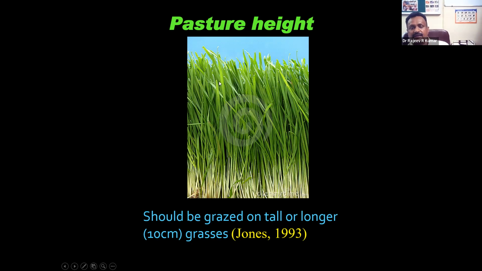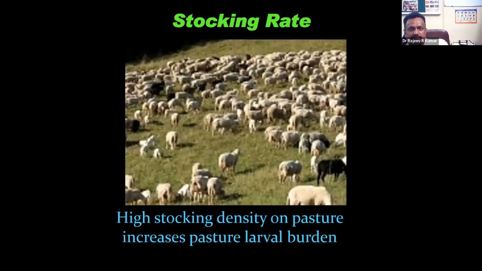What happens during daytime? The larvae concentration decreases from the upper layer to the bottom layer. If we allow the animals to graze during daytime, they graze on the upper part of the grasses and ingest a smaller number of infective larvae. It reduces the infection rate.